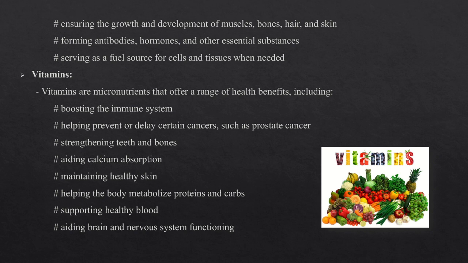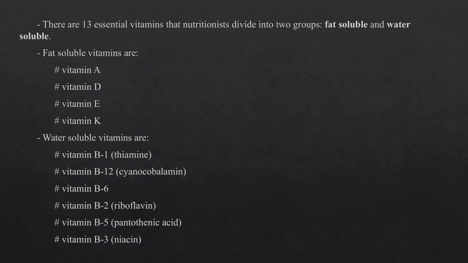Then we move to micronutrients. The first one is vitamins. Vitamins are micronutrients that offer a range of health benefits, including boosting the immune system, helping prevent or delay certain cancers such as prostate cancer, strengthening teeth and bones, aiding calcium absorption, maintaining healthy skin, helping the body metabolize protein and carbs, supporting healthy blood, and aiding brain and nervous system function.